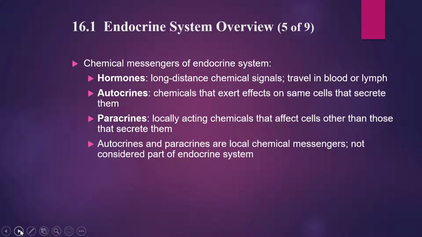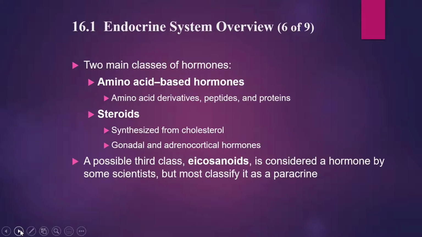Hormones are long-distance chemical signals. This is the main player in the endocrine gland. They are released by the glands, and they travel in the blood or the lymph. Autocrines are chemicals that exert effects on the same cells that secrete them. Paracrines are locally acting chemicals that affect cells other than those that secrete them. Autocrines and paracrines together are local chemical messengers. Scientists don't consider them part of the endocrine system because of the extent of their effect.